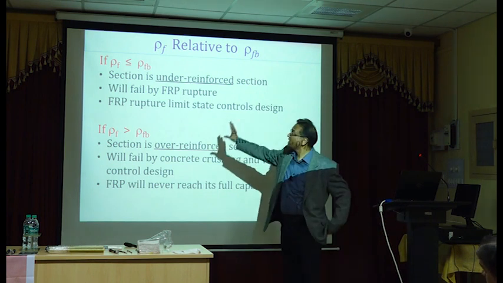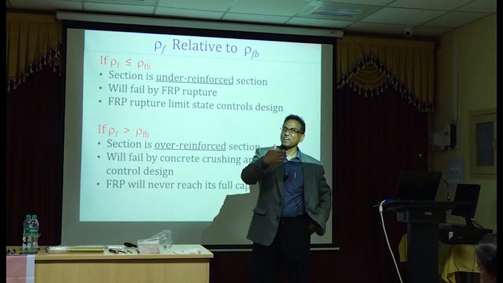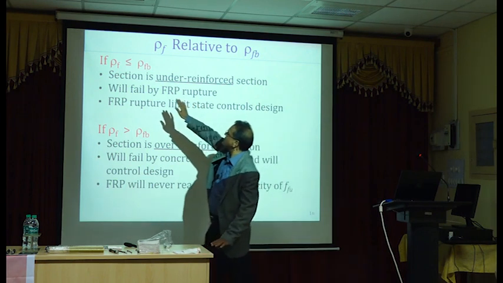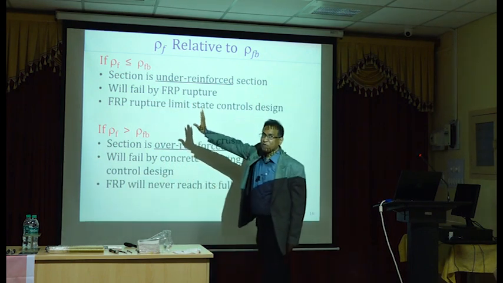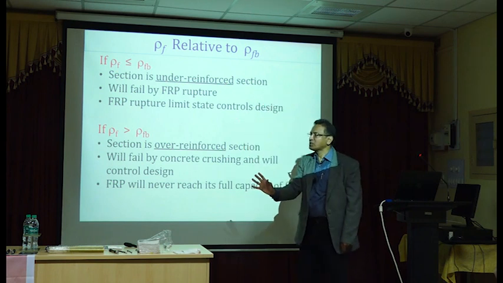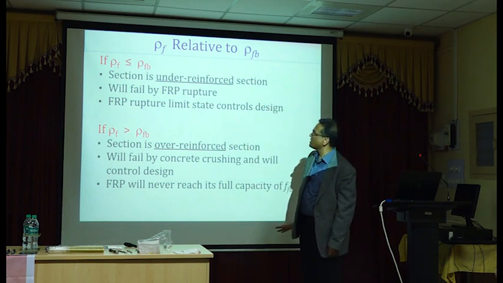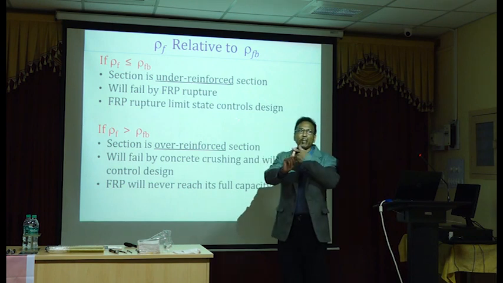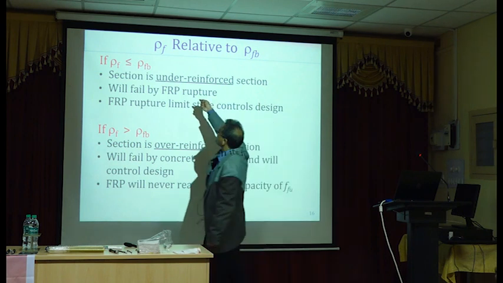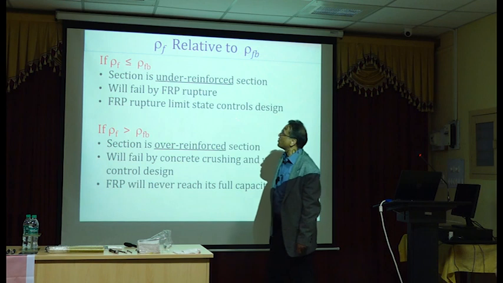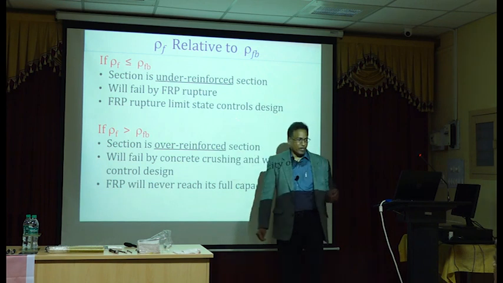Okay, so I already explained this, I think, reasonably well because I got all the answers. You know exactly what I'm presenting here. If rho F is less than or equal to rho FB, we are able to find out rho FB based on 0.003 strain in concrete, epsilon FU in the strain in FRP. That's the balanced condition. That's the very starting point for us. And then your section is under reinforced if rho F is less than or equal to rho FB. If not, it is over reinforced section.